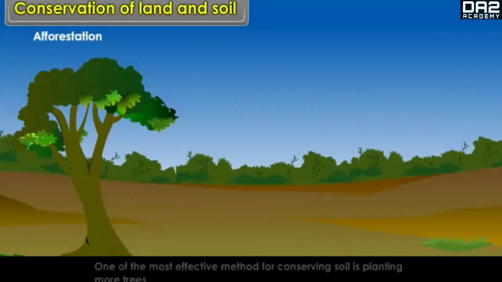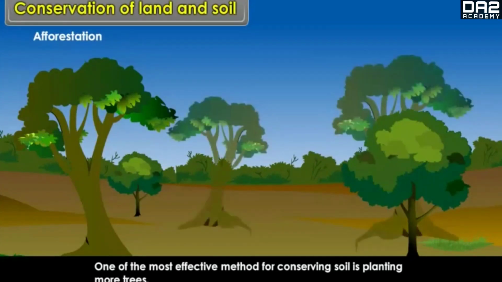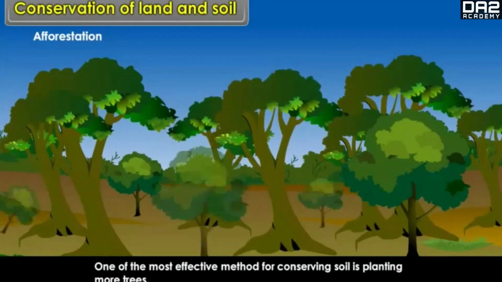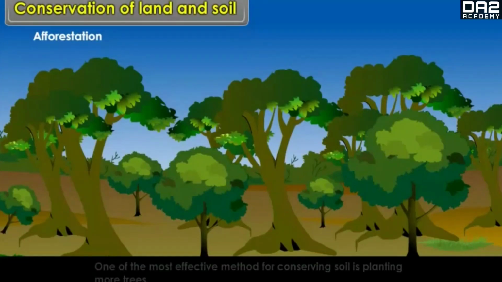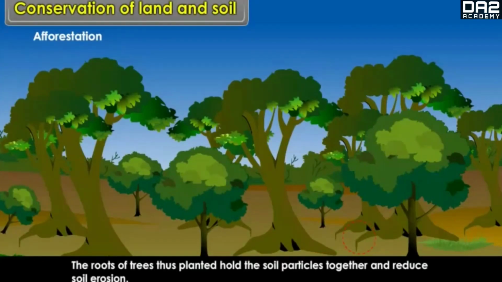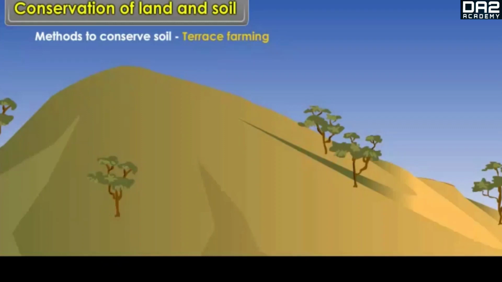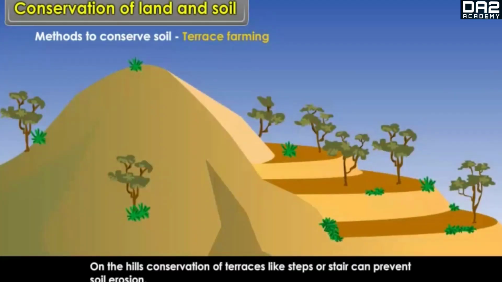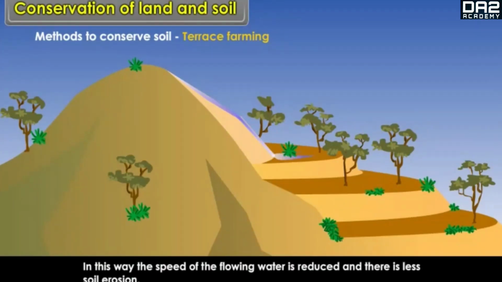Afforestation. One of the most effective methods for conserving soil is planting more trees. The roots of trees thus planted hold the soil particles together and reduce soil erosion. Terrace farming. On the hills, construction of terraces like steps or stairs can prevent soil erosion. In this way, the speed of the flowing water is reduced and there is less soil erosion.